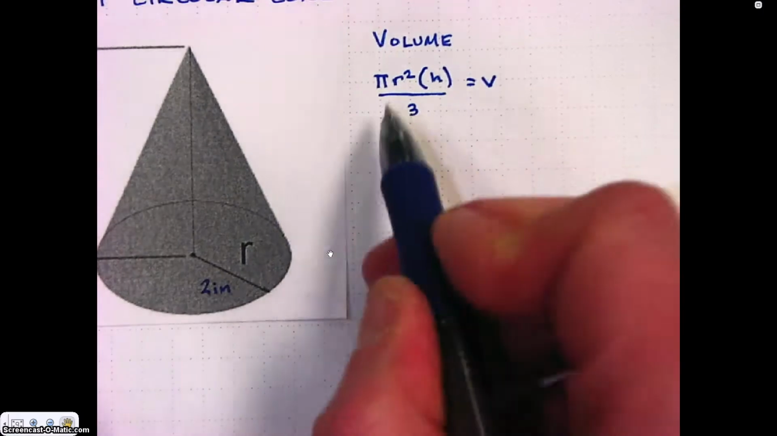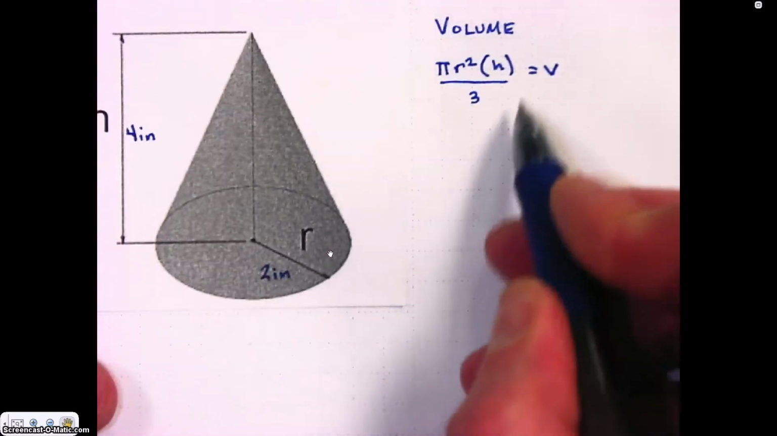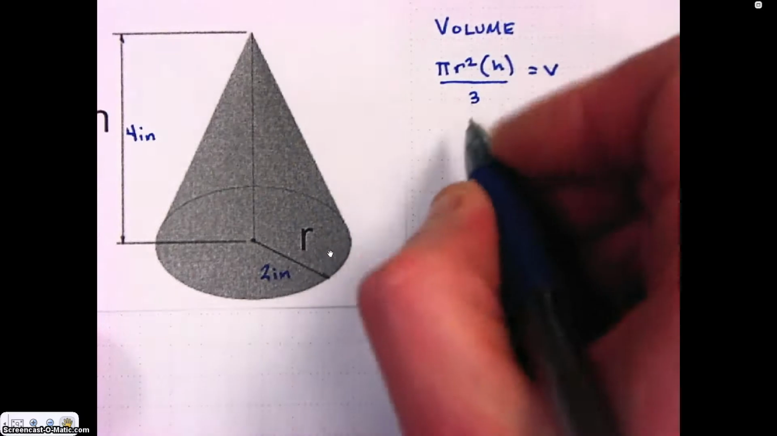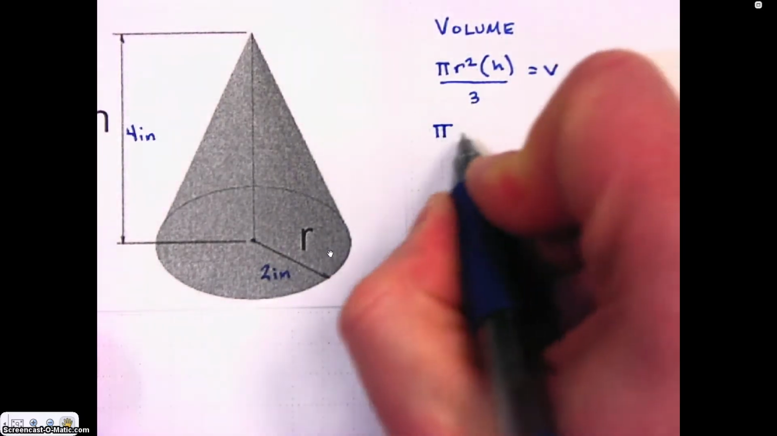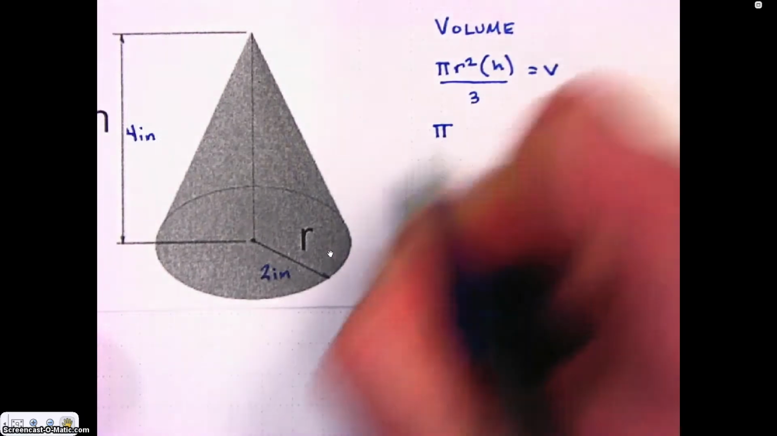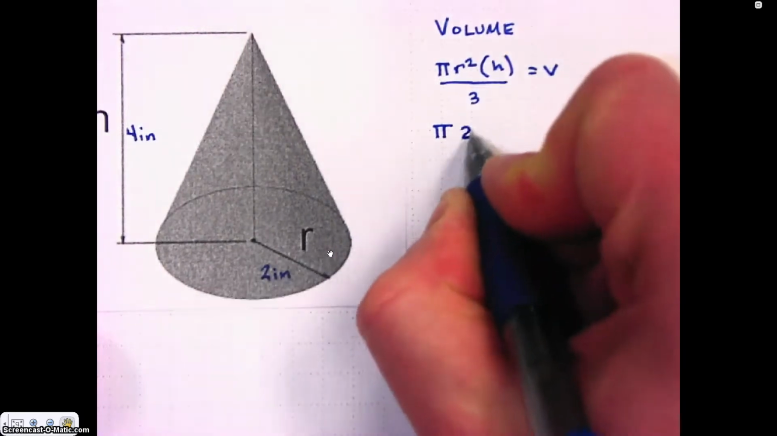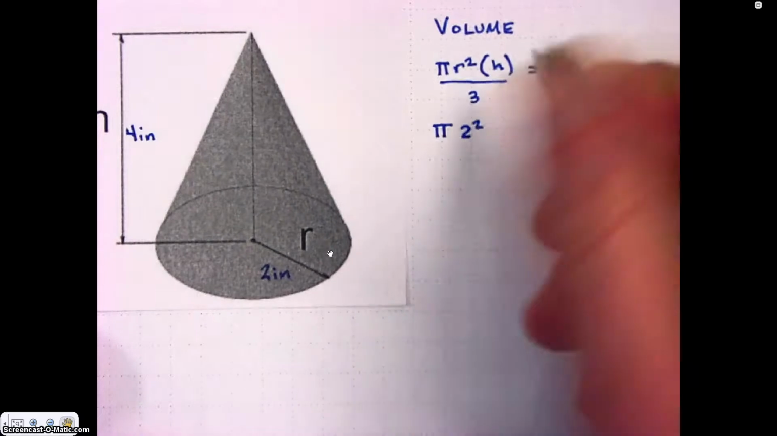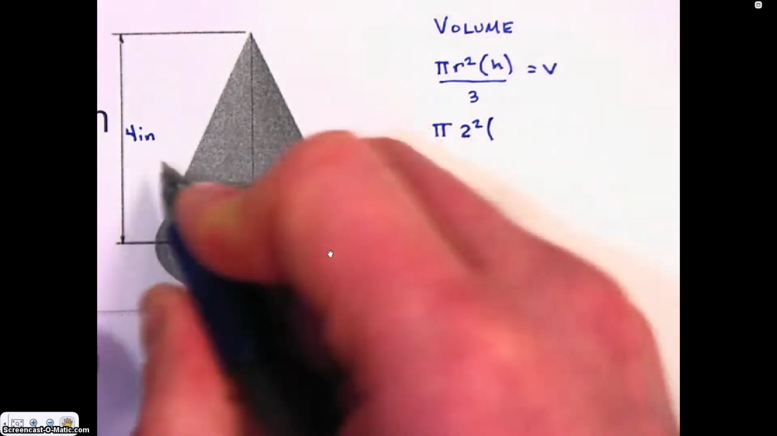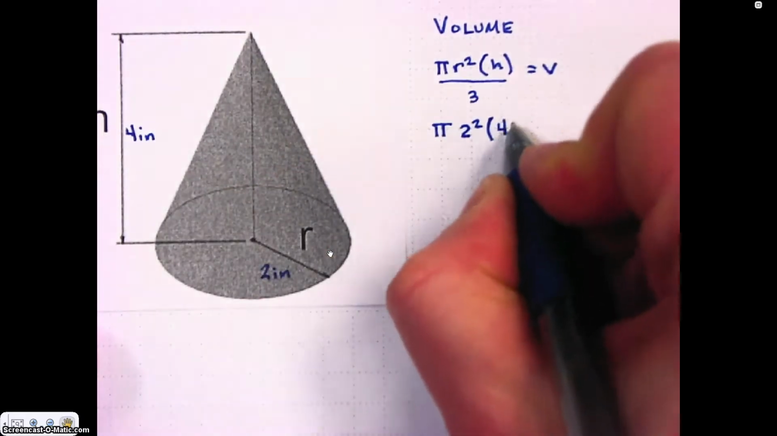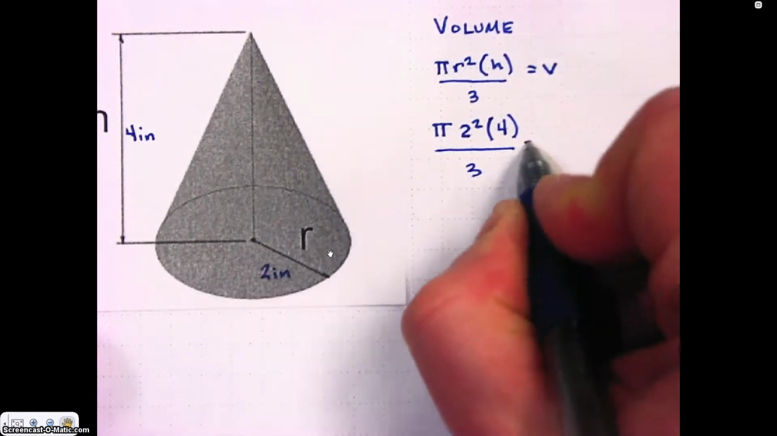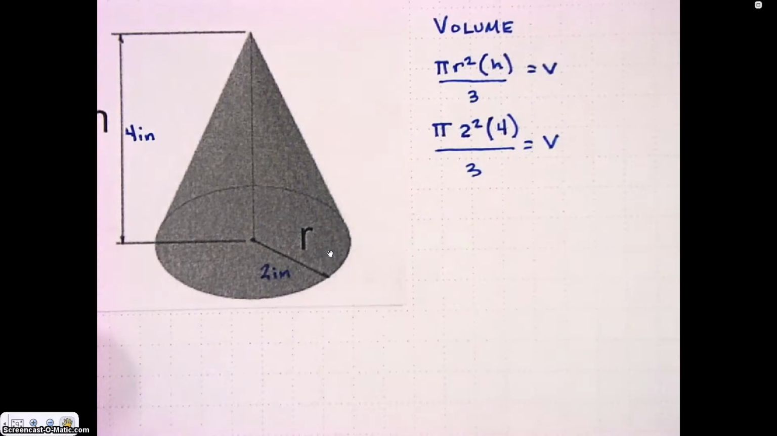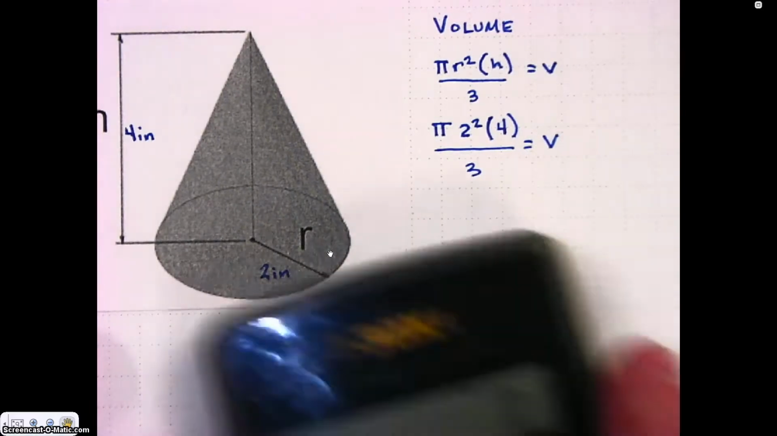The next thing we need to do is substitute in the numbers from our example into our formula. And so we'll just use the pi symbol for pi times r squared. R is 2 squared, times the height, which is 4, divided by 3 equals volume. Okay? Now we can simplify.